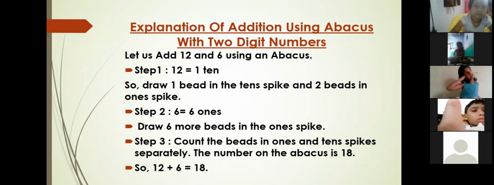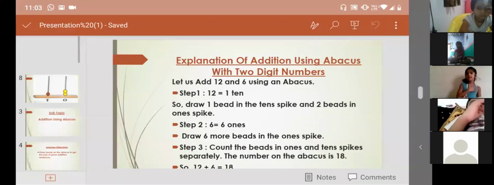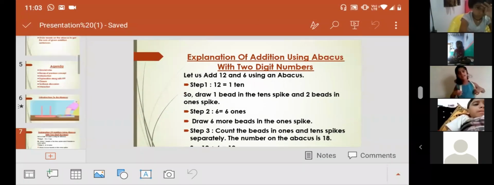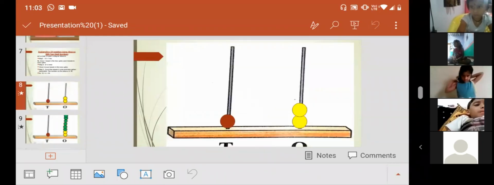Step 3. Count the beads in the ones and tens spike separately. The number on the abacus is 18. So 12 plus 6 is equal to 18. So here I am going to show you how to add. So everyone, here you see how to add 12 plus 6.